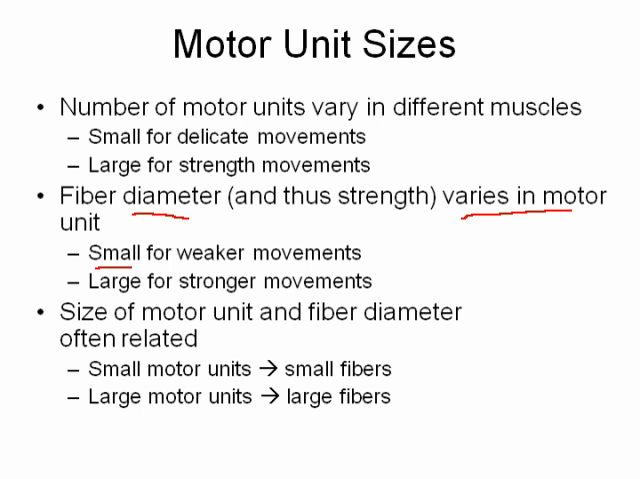Fiber diameter, we've talked about already, varies with motor unit. So the diameter is small for the weaker movements. Small motor units generally have small diameter muscle fibers. Large motor units generally have large diameter muscle fibers because they're necessary for stronger movements. So the size of the motor unit and the fiber diameter are often related. Small motor units innervate small fibers. Large motor units innervate large fibers.